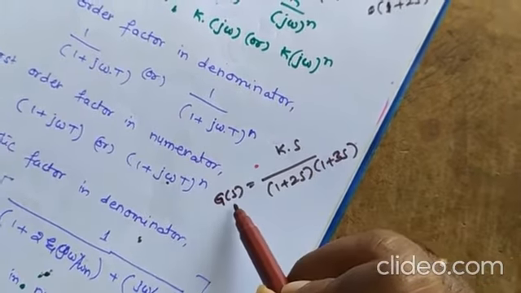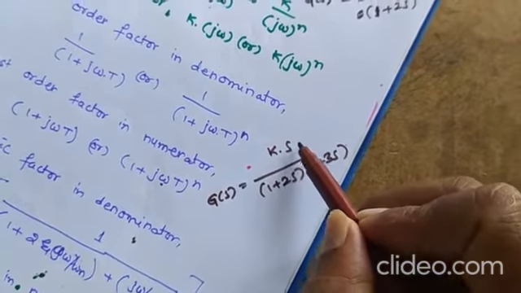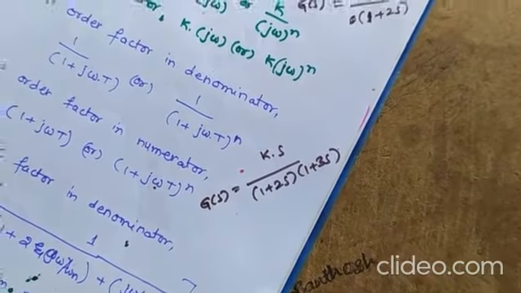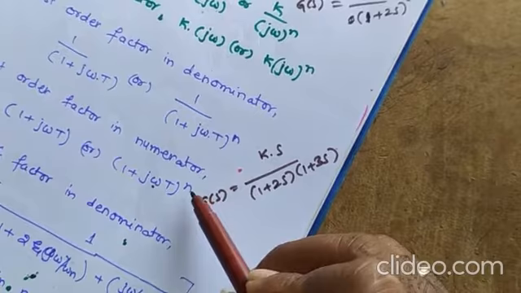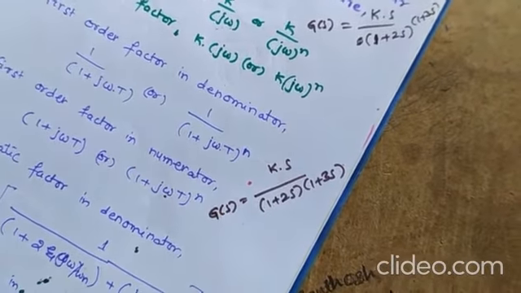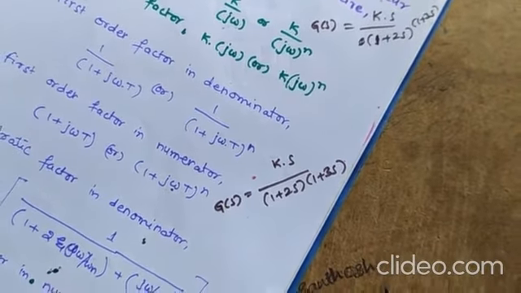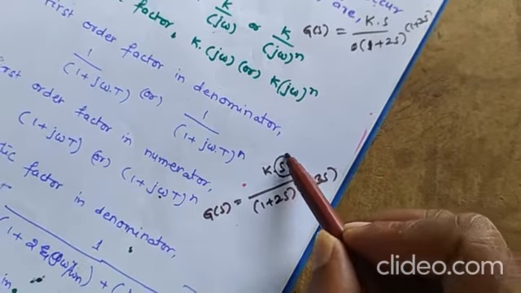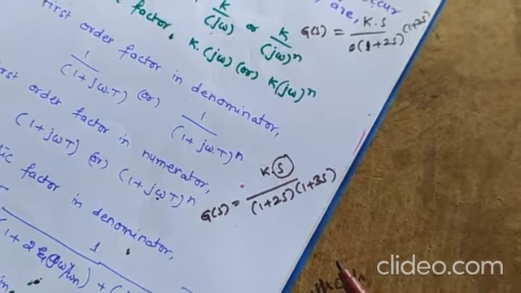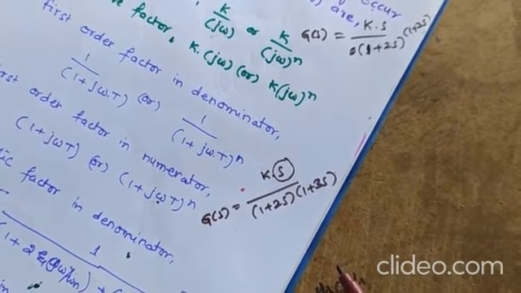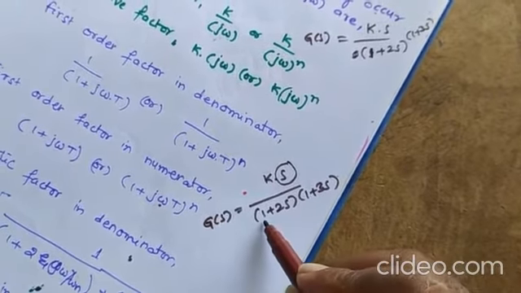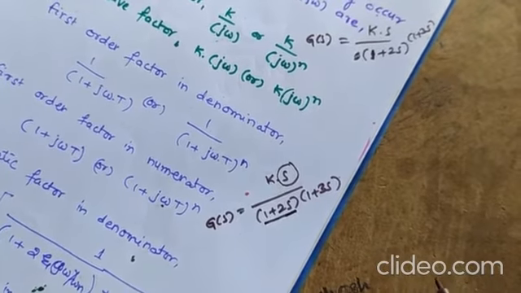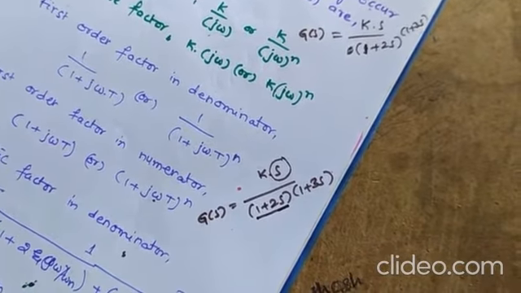Okay, this here is G(s) = K·s / ((1 + 2s)(1 + 3s)). It is an open loop transfer function. In this transfer function, the numerator term s is generally known as a derivative factor, and the terms in the denominator are first order.